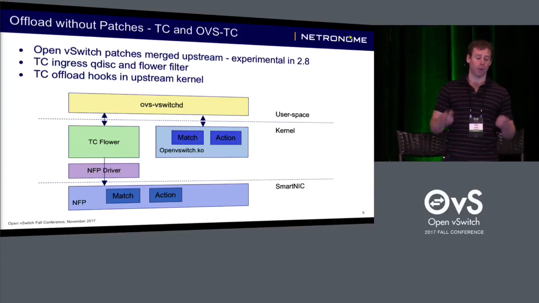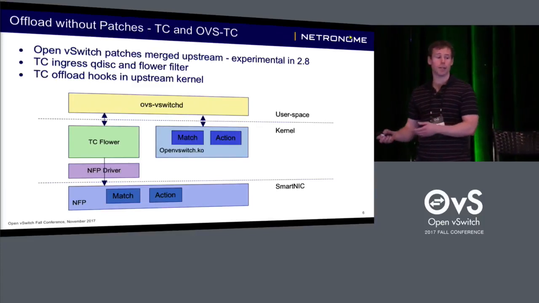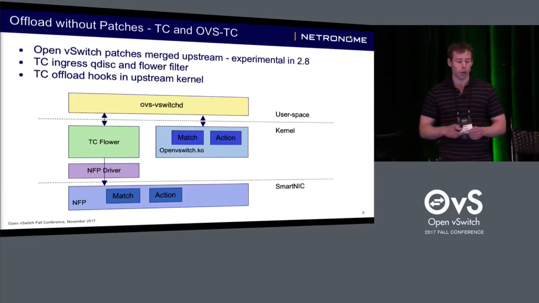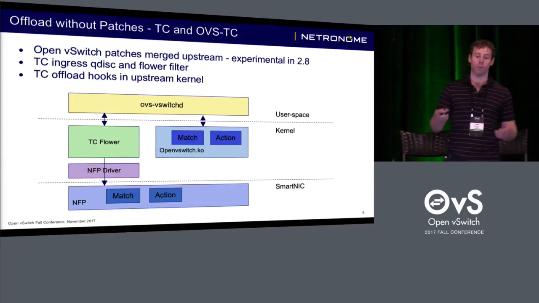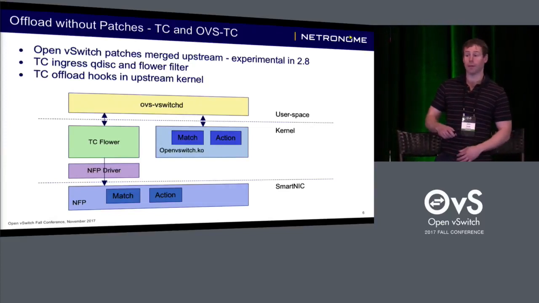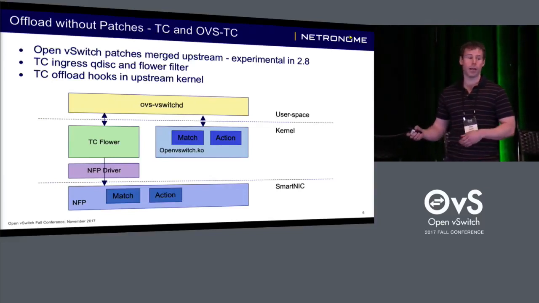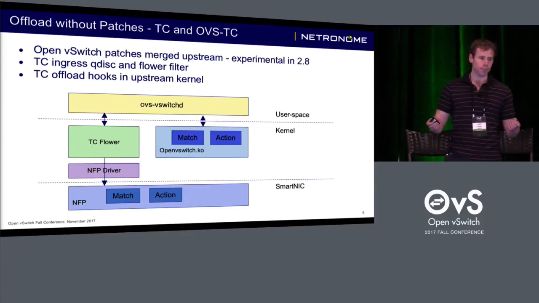If it can write it in TC Flower, it does. If it can't, because maybe something's not supported yet, it still has the Open vSwitch kernel path. So when a packet comes in off the NIC, it will first try to match these TC Flower rules. If it can't match there, it will go to the Open vSwitch kernel and try to match there. If not, then it will go to user space.